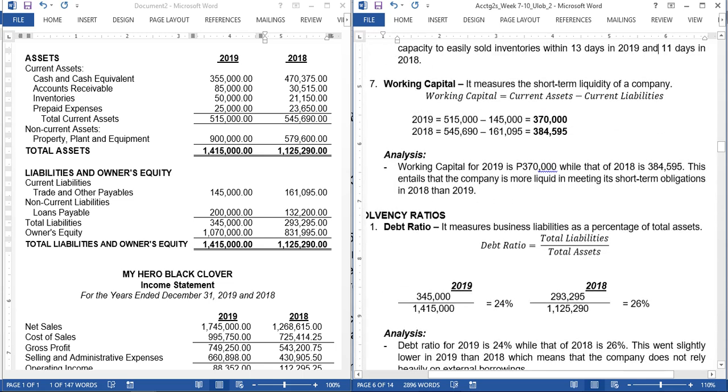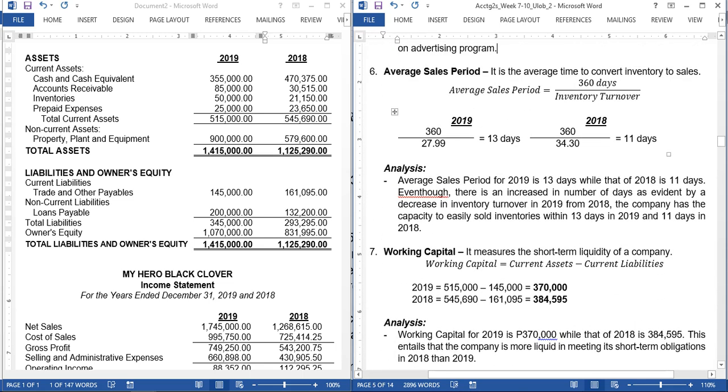So, kumbaga, isa naman ito na, napupag mo sa lahat. 13 days, makonvert ang inventory, average 13 days, makonvert ang inventory into sales. 2019. 2018 naman, 11. So, average sales period, 13 and 11 for 2019 and 2018 respectively. Even though there is an increase in number of days as evident by decrease in inventory turnover in 2019, from 2018, the company has a capacity to easily convert inventory within 13 days. Sapat pa sige hapon, pero pagka tugi-tugi nung gamay siya. So, check lang ng company ano yung problem.